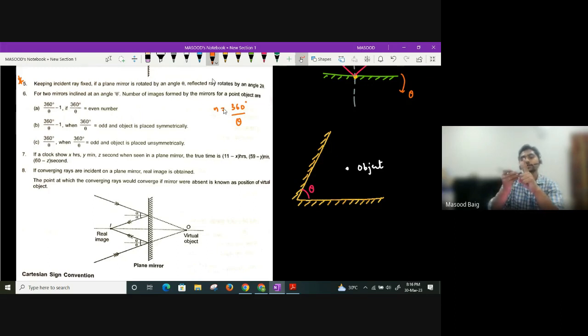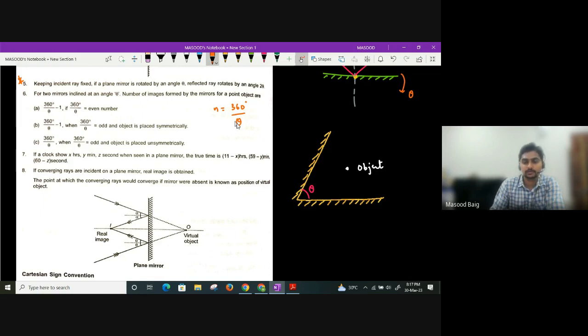So two plane mirrors are inclined to each other by a certain angle. The object is placed in front of the two plane mirrors. They will ask you what would be the number of images formed. So n value will be given as 360 by theta, guys. First, you have to calculate this value. Let us say theta value is 60. What will n value be?